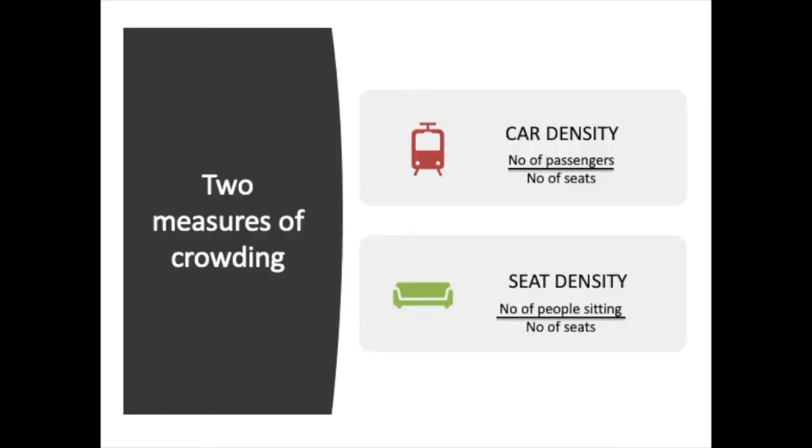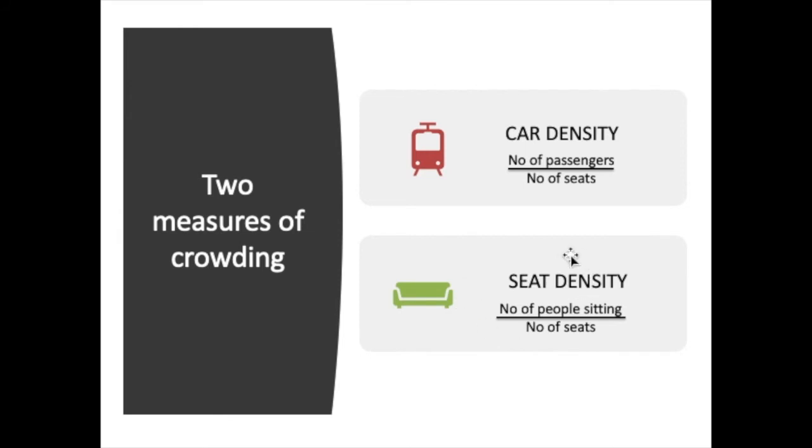Now, they measured crowding here in terms of car density and seat density. Now, car density is basically the number of passengers, and they calculated it by dividing the total number of passengers within the train car, so within that one carriage, over the total number of seats. So that's the car density.